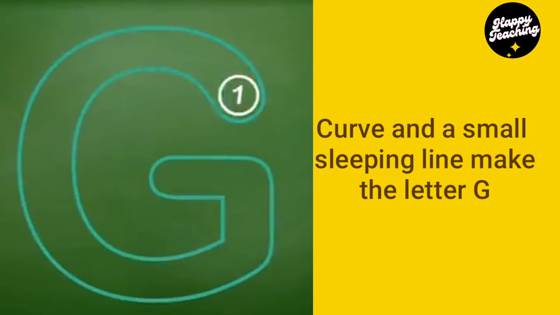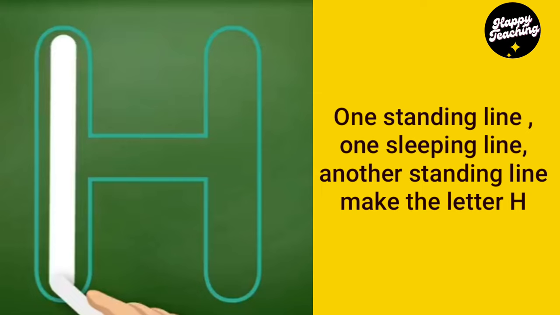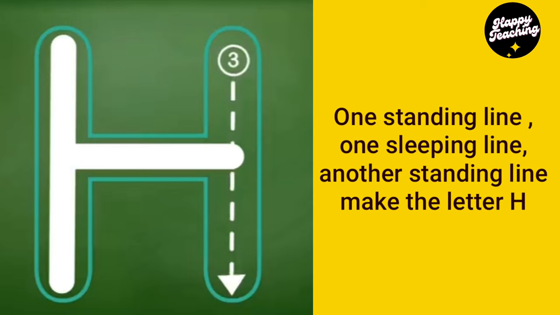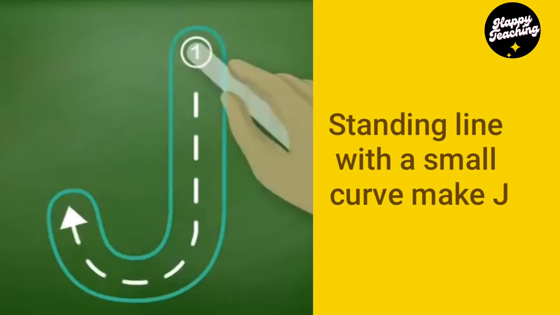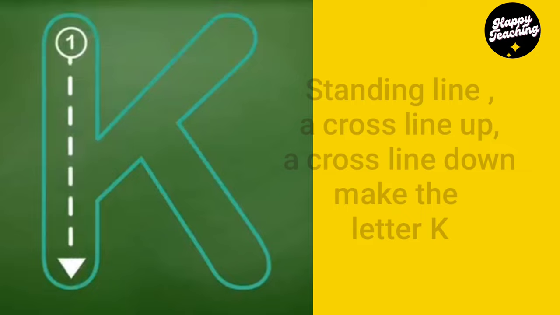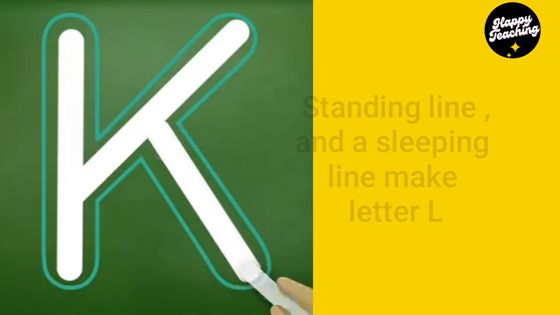Curve and a small sleeping line makes the letter G. One standing line, one sleeping line, another standing line makes H. Just a simple standing line makes I. Standing line with a small curve makes J. A standing line, a cross line up and a cross line down makes K. Standing line and a sleeping line makes letter L.